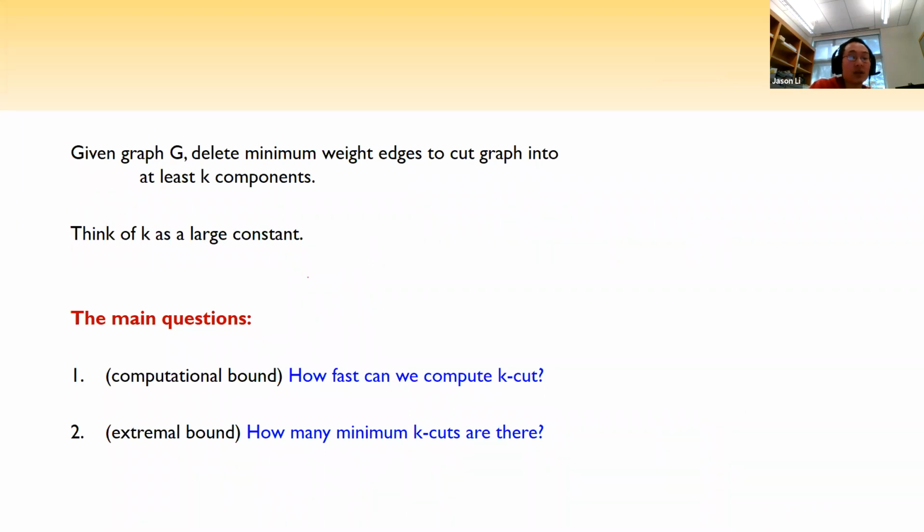The main two questions we'll consider in this talk are: how fast can we compute the min k-cut? This is an algorithmic question. And also, how many min k-cuts are there in the graph? This is more of an extremal combinatorics problem.